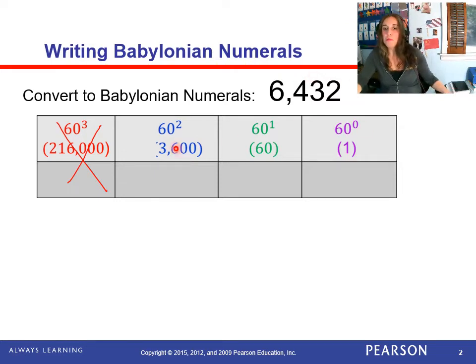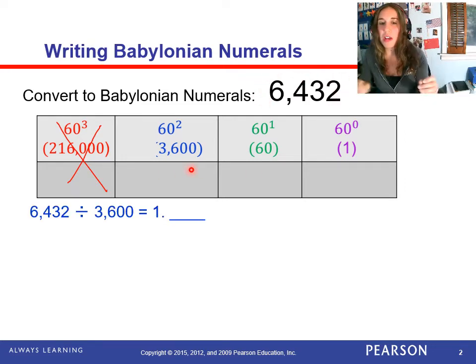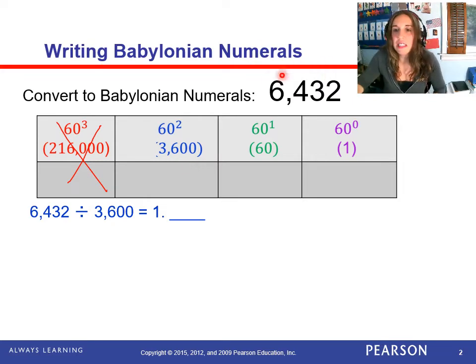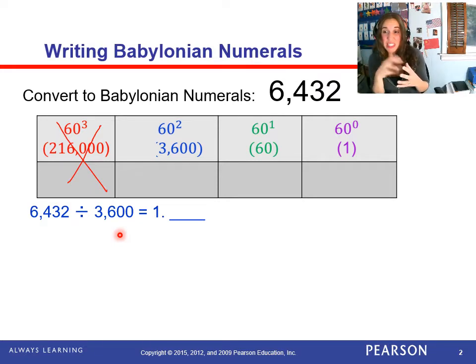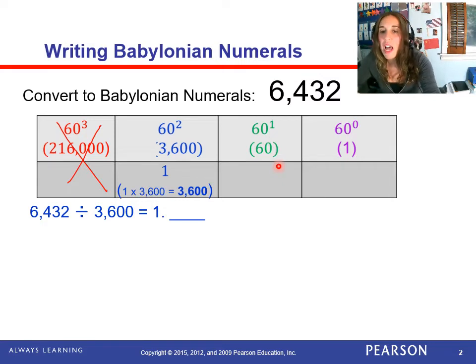So the question becomes, well, how many 3,600s can I fit in here? It sort of becomes a problem of division. So if I have one 3,600, that's 3,600. If I have two 3,600s, that's 7,200, which is too high. I didn't get to 7,000 here. So I only need one of these. So if I think about it as division, if I take 6,432 and I divide it by 3,600, right? I'm trying to figure out how many 3,600s will fit in there. I'm going to get 1 point something. So that means I need one 3,600.